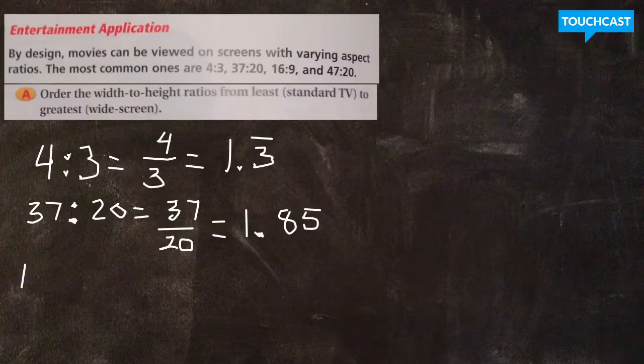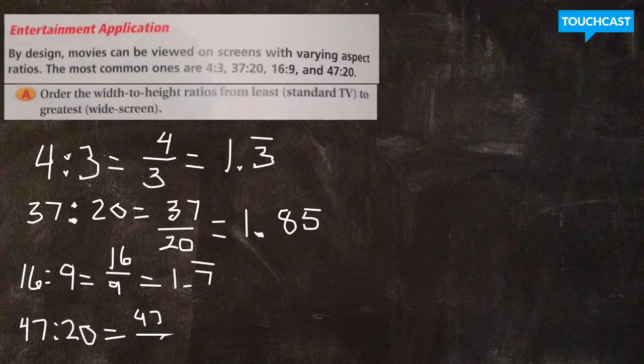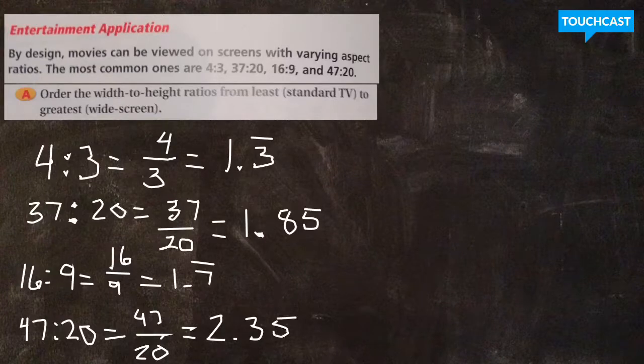Now let's look at 16:9. We can rewrite that as 16/9, which if we do the division is 1.7 repeating. And then we've got 47/20, which if we do that division will give us 2.35. So what's the smallest number we have up here?